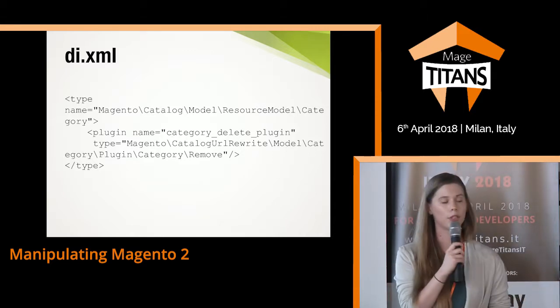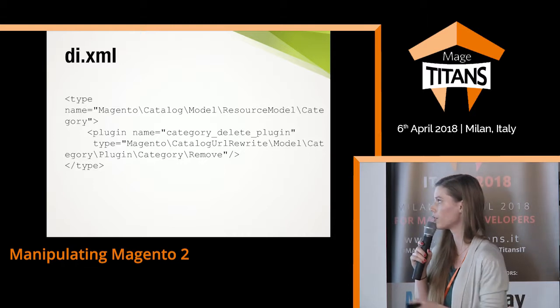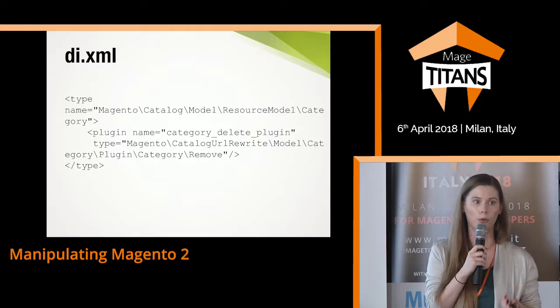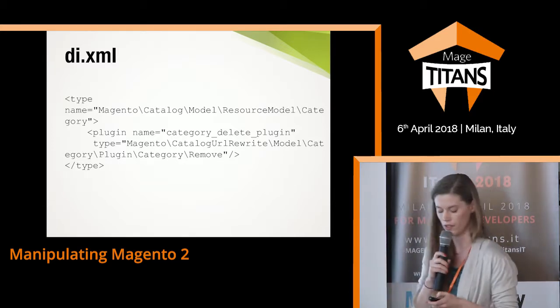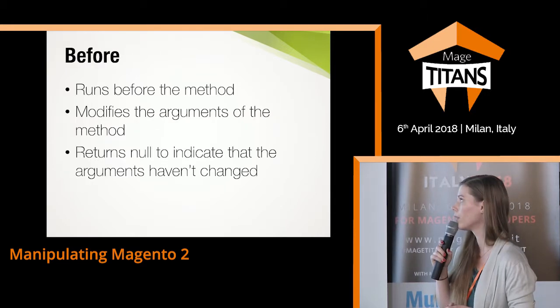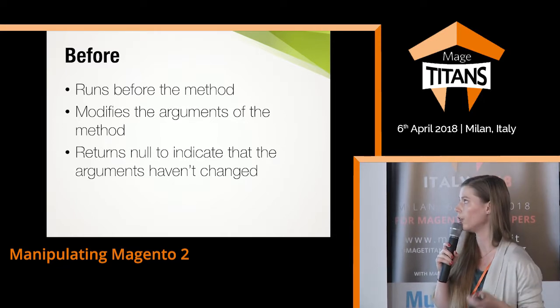Again, plugins can be defined in your di.xml. First of all, you say the class that has the public function you want to write a plugin for. Then you give your plugin a name and you say which instance is the plugin. There are three types of plugins, as you might know: the before, the around, and the after plugin. Let's go over them real quick.